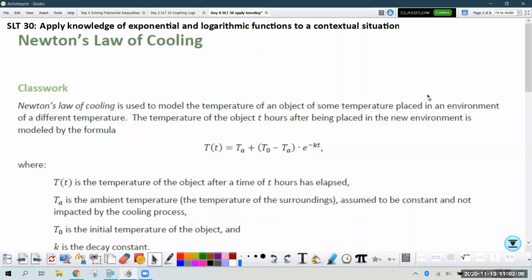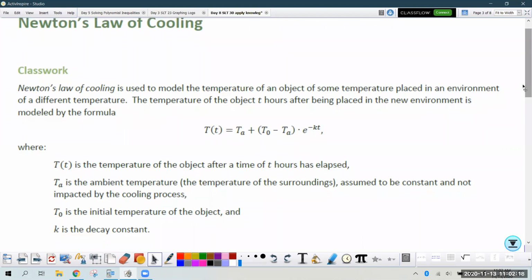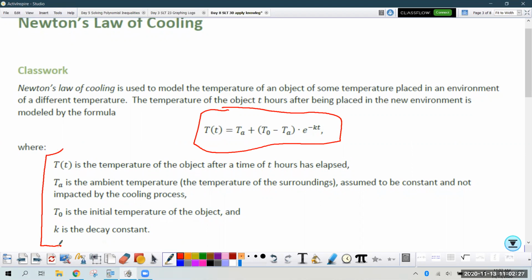So today we are going to apply our knowledge. So we're going to do some word problems specifically around Newton's law of cooling. So we're going to pause the video here, and what I need you to write down is this whole equation and what all the variables stand for. So we're going to pause the video to give you enough time for you to write all of that down.